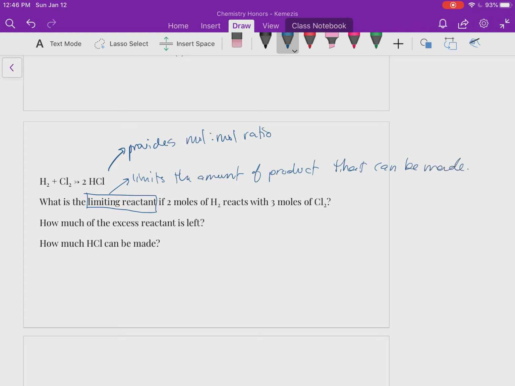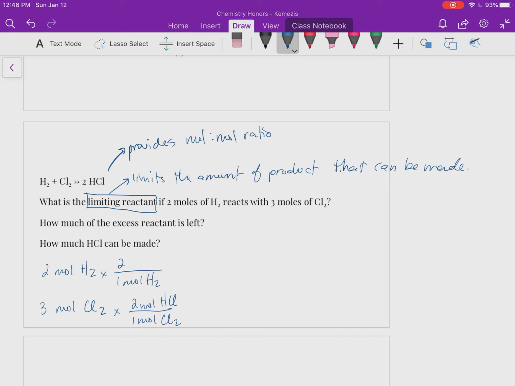So if we can figure out how much product we can make from 2 moles of H2, and then also how many moles we can make from 3 moles of Cl2, then whichever one gives us the least amount is the limiting reactant. So we can do that, right? 2 moles of H2 are going to react, and for every 1 mole of H2, we get 2 moles of HCl. And then if we have 3 moles of Cl2, well, for every 1 mole of Cl2, we get 2 moles of HCl, and I forgot to put moles up here.